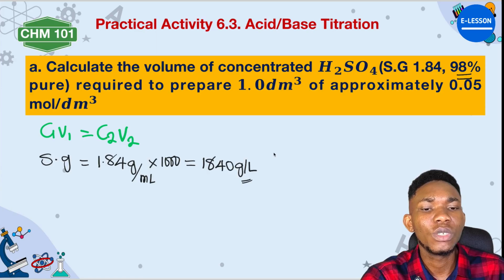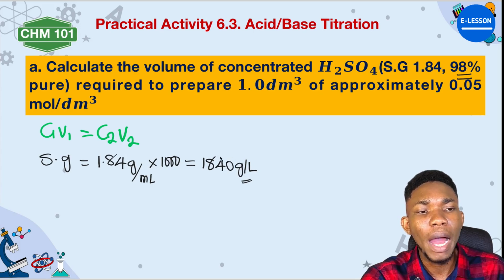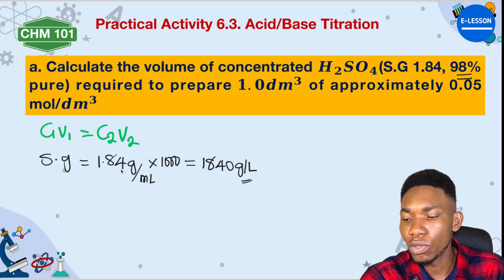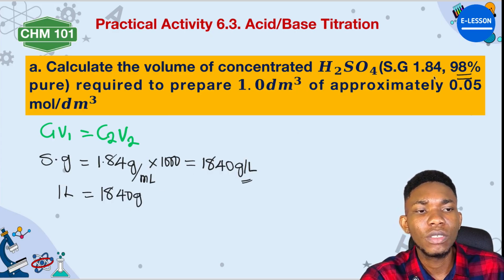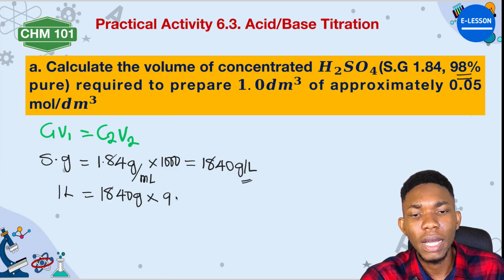If they say the thing is 100% pure, it means this 1840 gram is what is present in 1 liter. But if it is 98% pure, what we are going to do now is to calculate the amount of H2SO4 in gram that is in 1 liter, considering that it's only 98% pure. That means 2% might be impurity. So to do that, 1 liter will contain normally 1840 gram, right? But because they told you it's 98% pure, you now convert this. So this becomes 98 divided by 100.